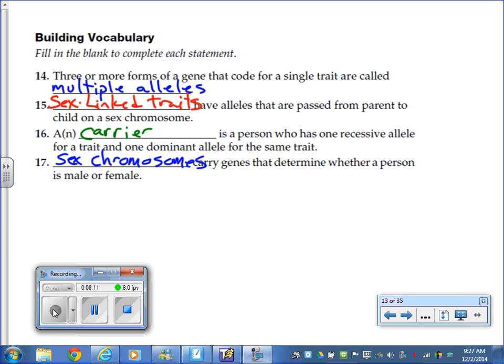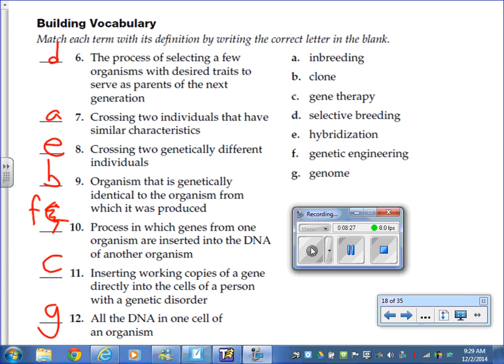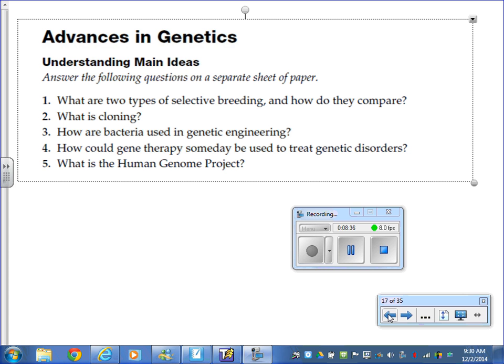Here are the answers to the bottom half of the worksheet. The other thing I don't like about this, and we'll do one of these tomorrow, it tells you about multiple alleles for blood type, but doesn't actually have you do one. So we will do one of those tomorrow. These are the answers to the second half of the worksheet. We will go over these ones in class tomorrow.